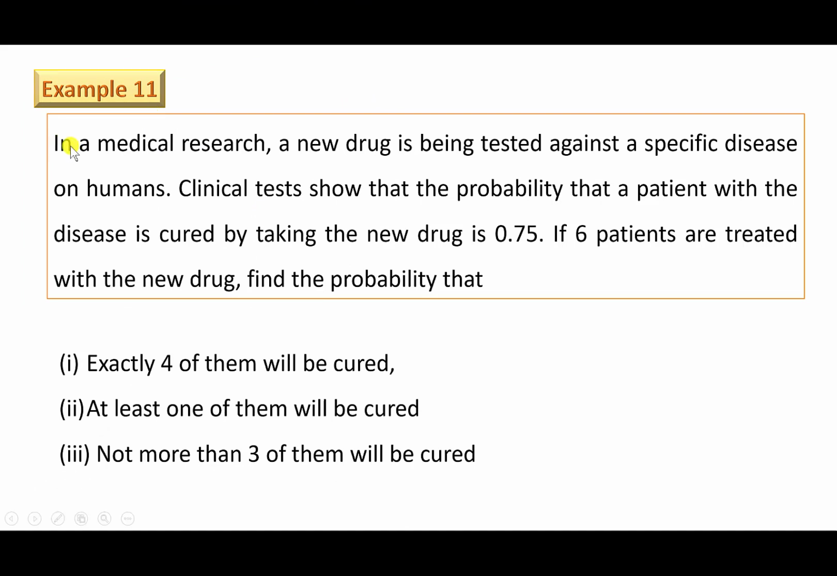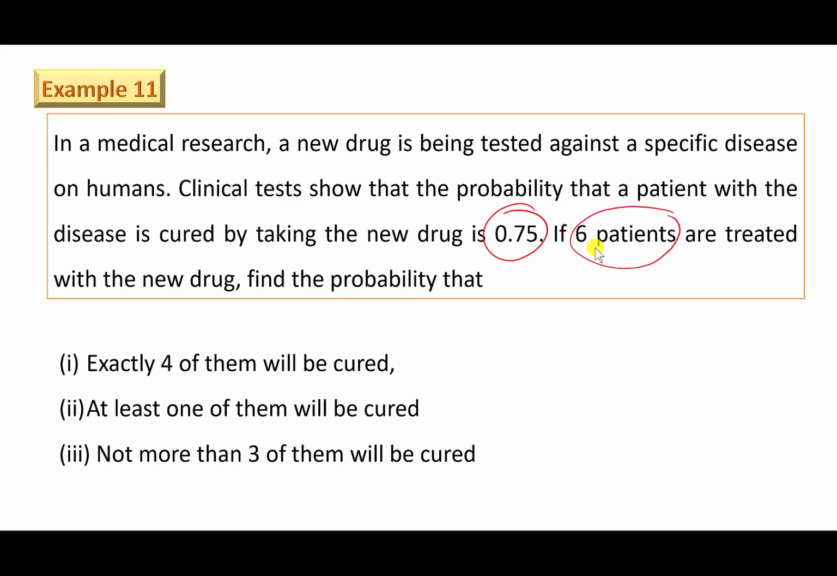Example 11. In a medical research, a new drug is being tested against a specific disease on humans. Clinical tests show that the probability that a patient with the disease is cured by taking the new drug is 0.75. If 6 patients are treated with the new drug, find the probability that... So in this example, we have to identify the keywords. The keywords here are probability of cure is 0.75 and 6 patients.